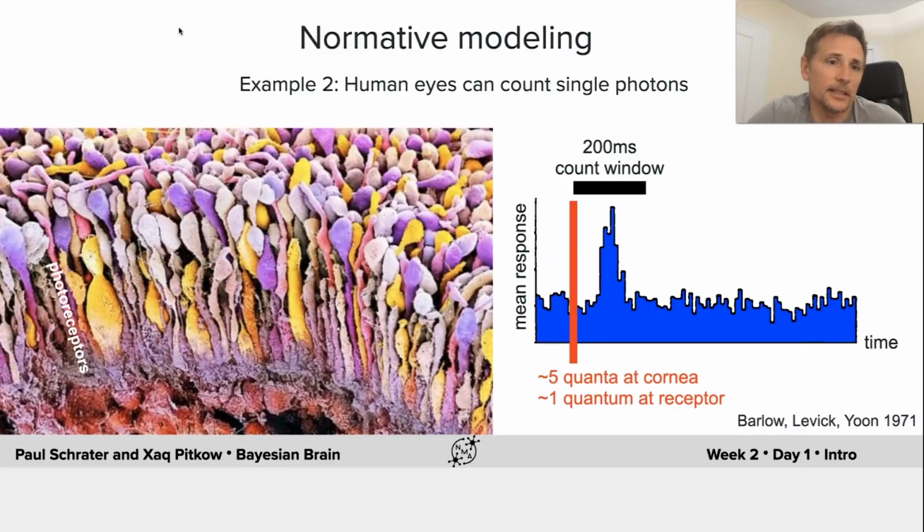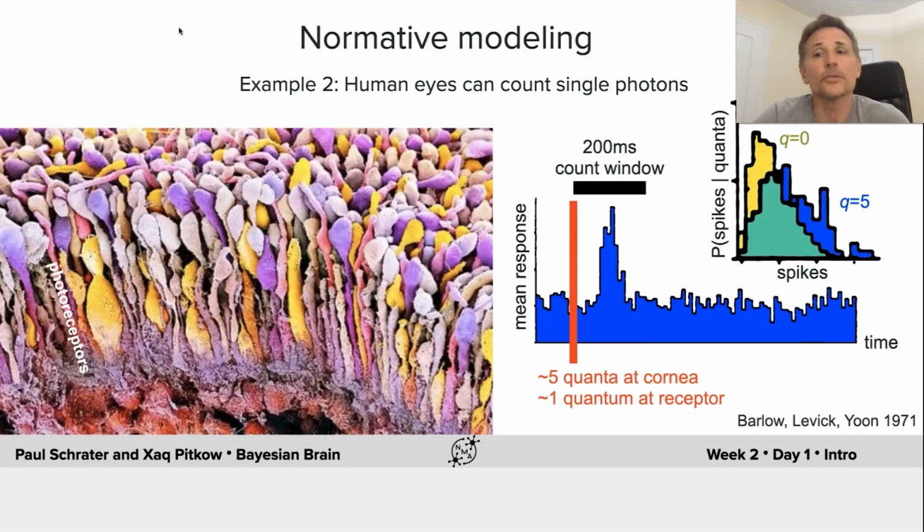Even more interesting is that behaviorally, we can detect down to a single photon of light. And what this really means is that our behavior is fundamentally no more limited than our ability to absorb a single photon in our cones. So normative modeling in this setting provides us with an absolute bound on what can be achieved, and there's really no wiggle room for the brain to mess that up, because we're achieving essentially what we absorb.